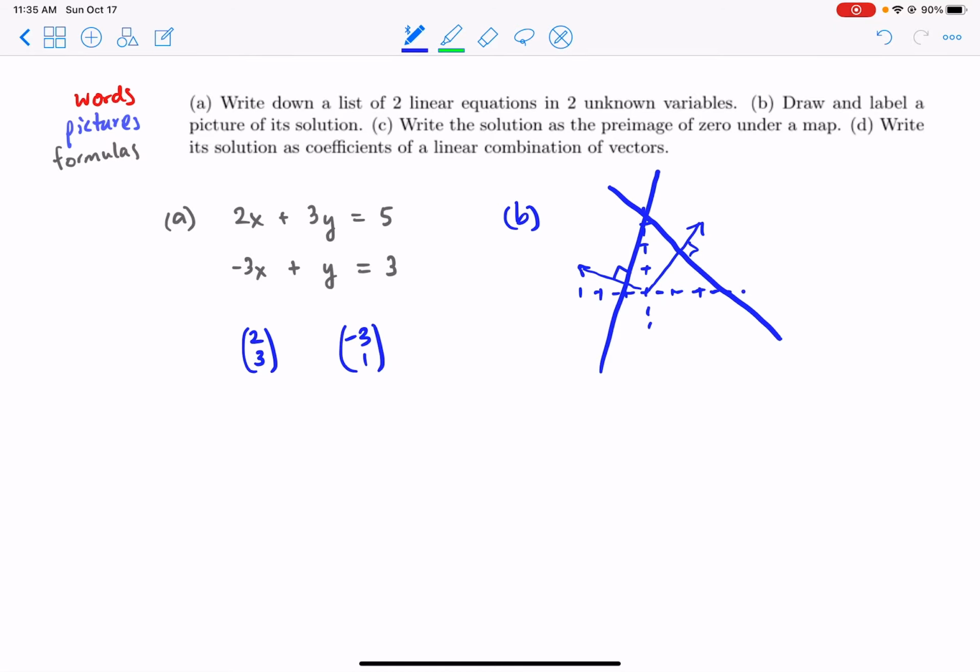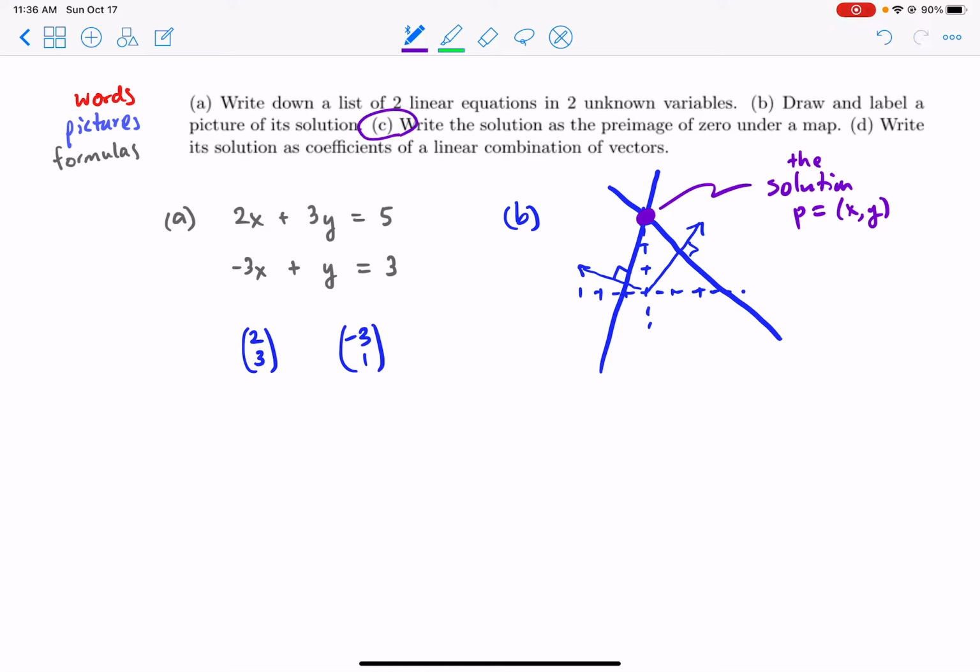Okay. Now its solution is here, where the two meet. The solution, we could even give it a name. Oh, not P of, but P equals x comma y. Not P of x, y, that P would be a map. No, that's not it. Okay.